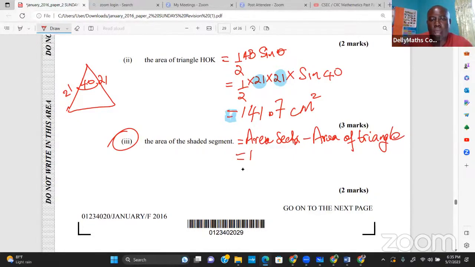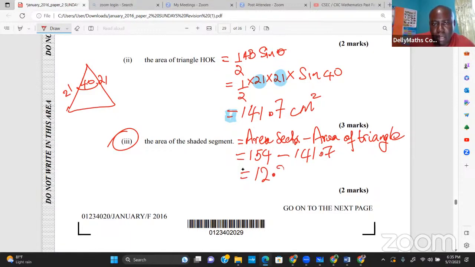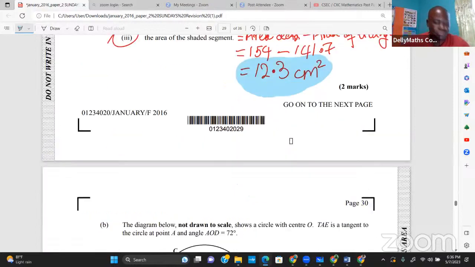Now we're talking about 154 minus 141.7. Put it together, guys, and we're good to go. 12.3. Thank you very much. The exam does not get harder than this. As long as you are practicing as often as you ought to, catching the working out, watching your necessary videos, and taking the time out to go through, you should be fine.